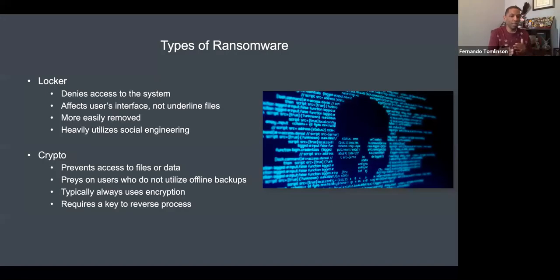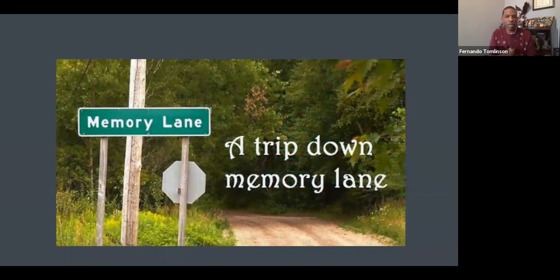Go to those things that they have in place for recovery, ransomware authors likely would have already attacked that and/or minimized it. Okay, so let's take a trip back down memory lane.